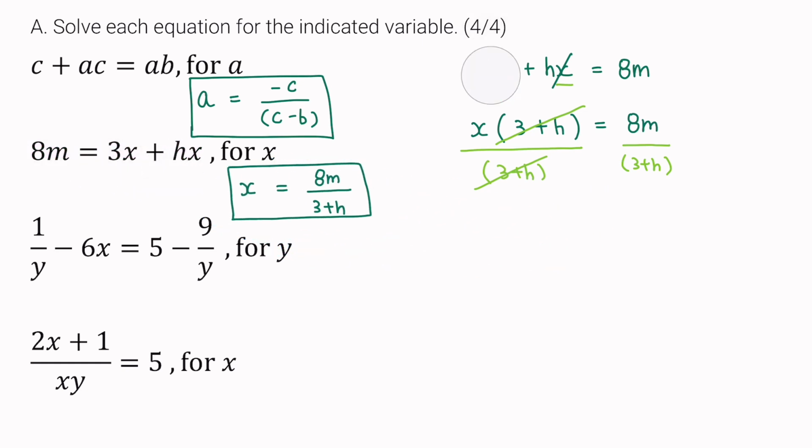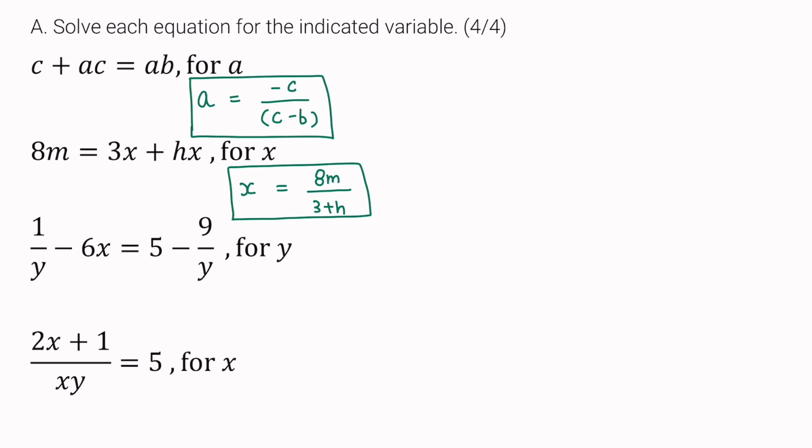Okay, moving on to the third problem. I have 1 over y minus 6x is equal to 5 minus 9 over y, and we are solving for the variable of y. Now this question is a little tougher because we are solving for a variable that's placed in the denominator and it's present at two different places. But let's get started.